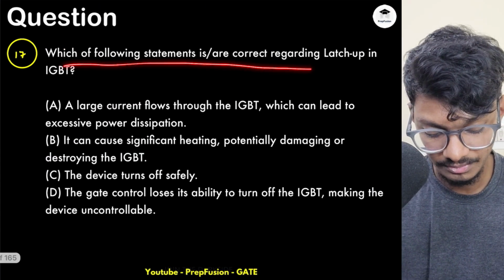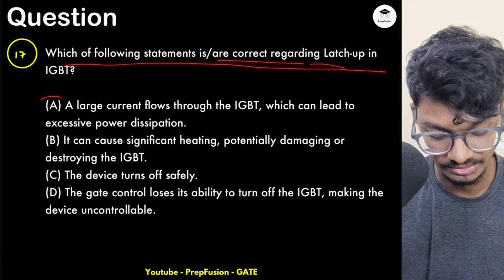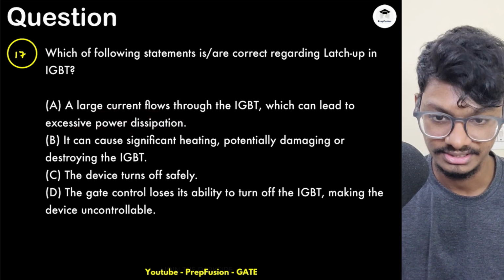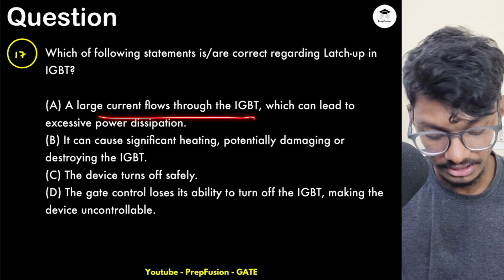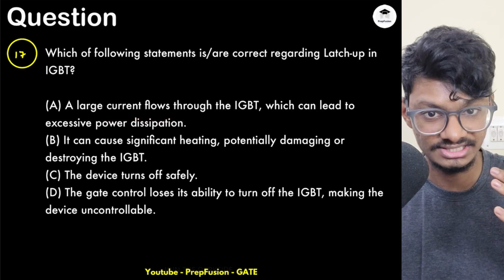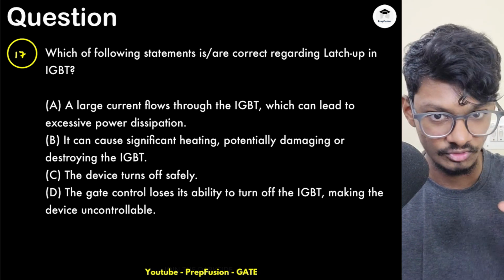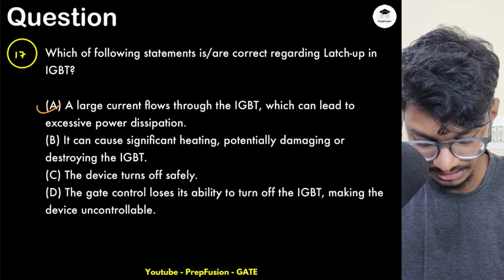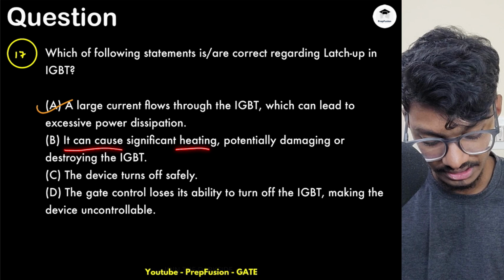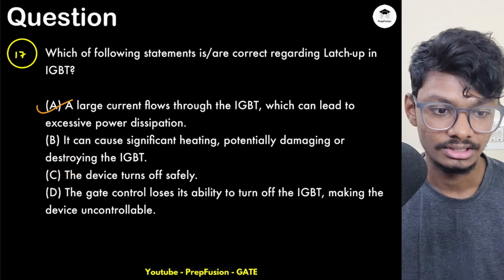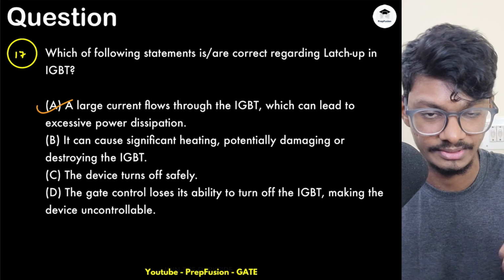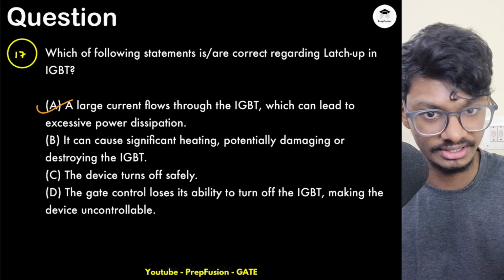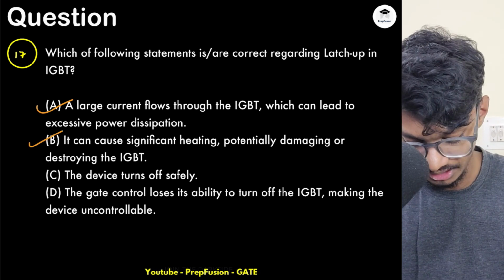Next, which of the following statements is/are correct regarding the latch-up of IGBT? A large current flows through the IGBT, which can lead to excessive power dissipation. So, true, right? If my IC is very high, large current will flow and the device will latch up. When latch up happens, obviously IC is very high. So this is true. It can cause significant heating, potentially damaging or destroying the IGBT. Yes, if IC is very high, it can obviously damage the IGBT because the current is flowing more than the spec limit which I have specified for the device. So it can cause heat damage.